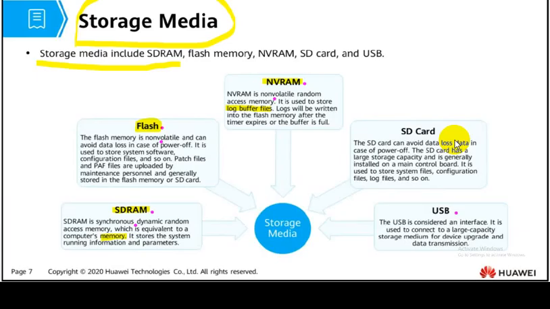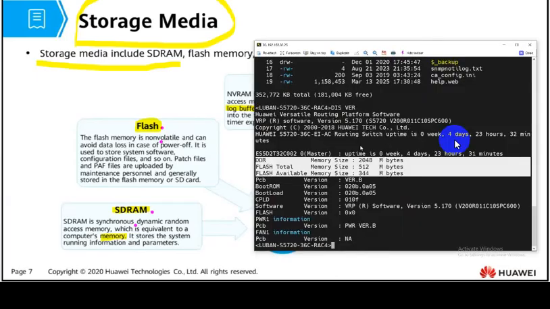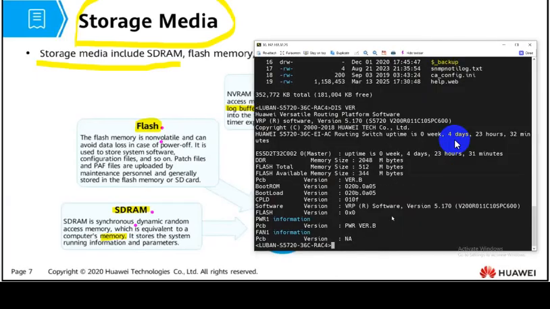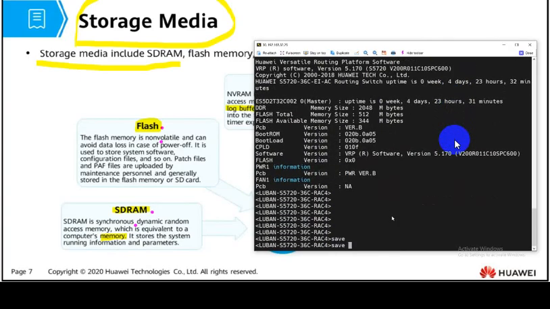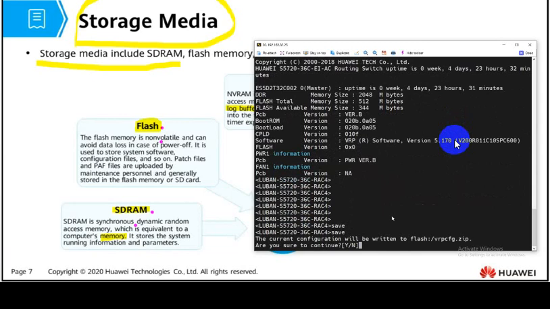In other words, if you are doing some configurations on an equipment and you forget to save, how do we save on our Huawei equipment? We type the save command. If you don't save, for instance, you have done some configurations and you've forgotten to save, and this device goes through a power cycle, then what is in the SDRAM will disappear.